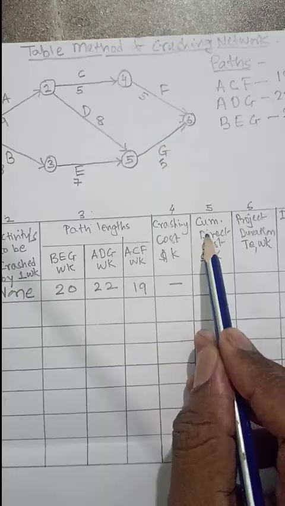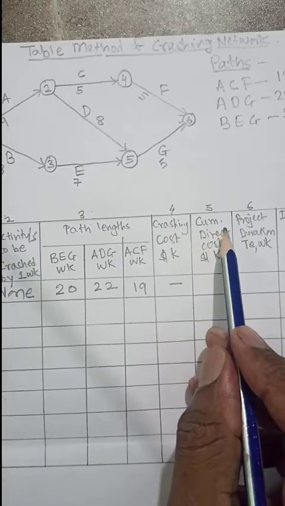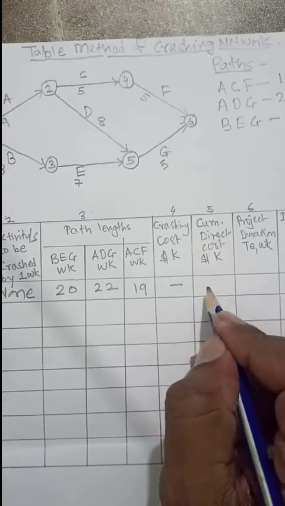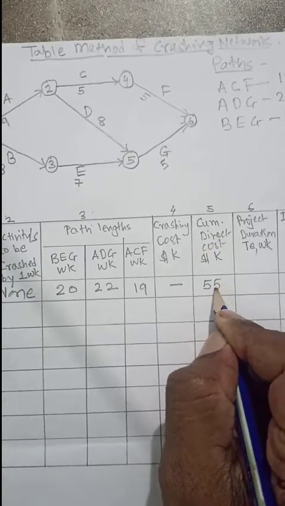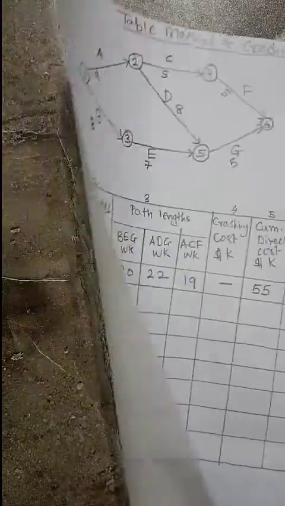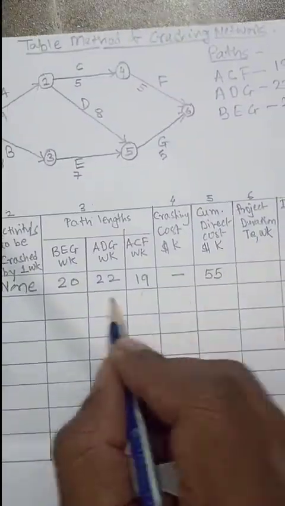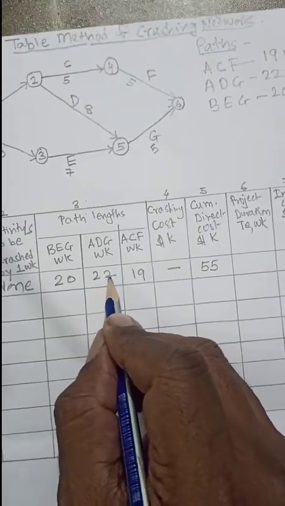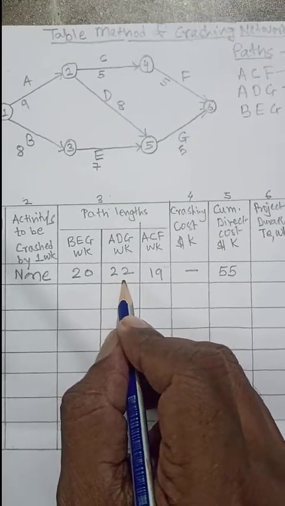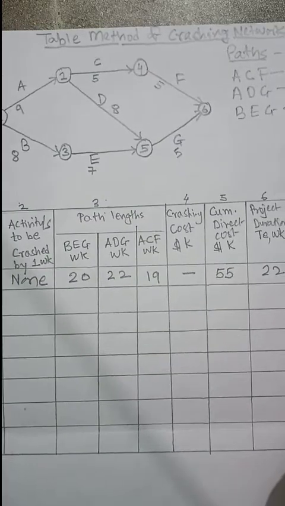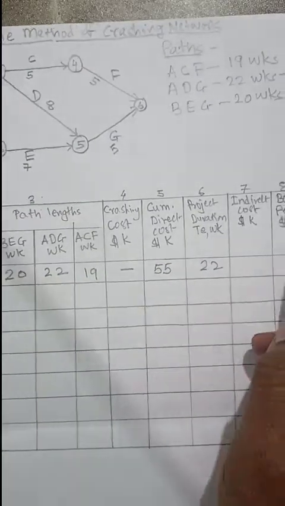If you add all the direct costs from the first table, the normal cost, it will come to 55k, right? So these are the total costs which we will capture here. Project duration is obviously the longest path, so this is 22 weeks. The further calculations, these three columns, we will do later.